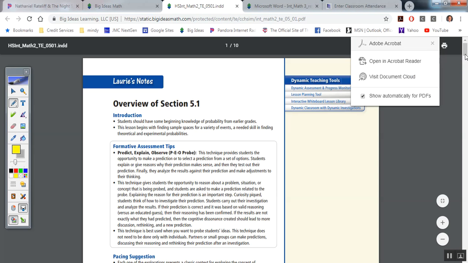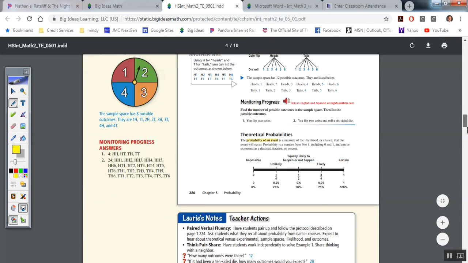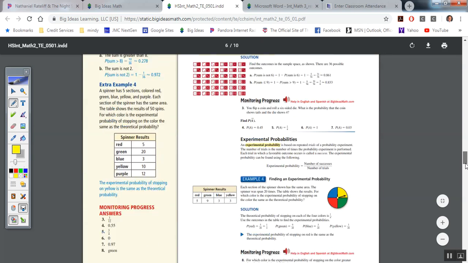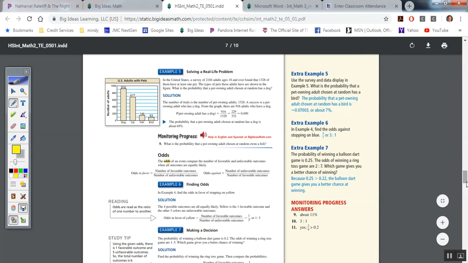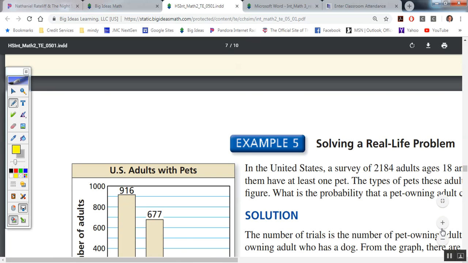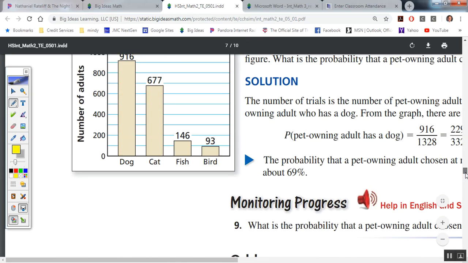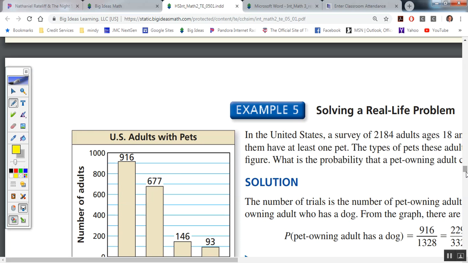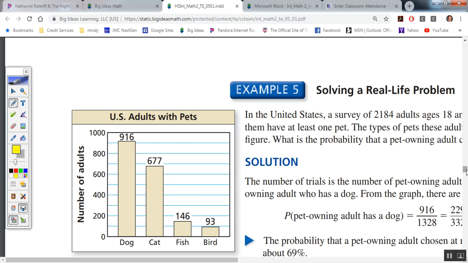Okay, let me get to example 5 right here. All right, right here, kids. Example 5. Here we go. Let me zoom this up a bit. Can you guys see this chart okay right here with pets? It says in the United States, a survey of 2,184 adults have at least one pet. The types of pets are in the table. Okay. How many total adults were surveyed here? 2,184.